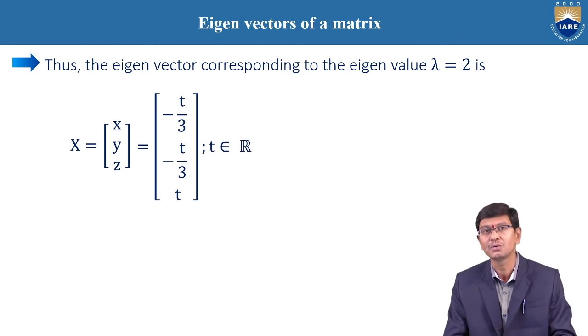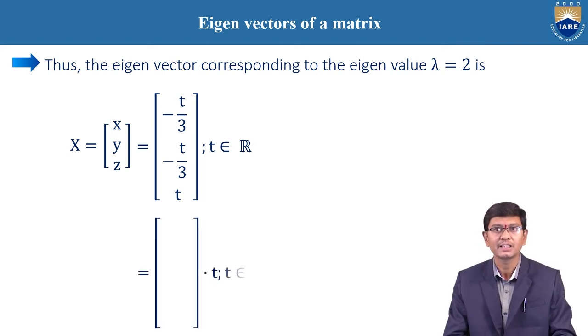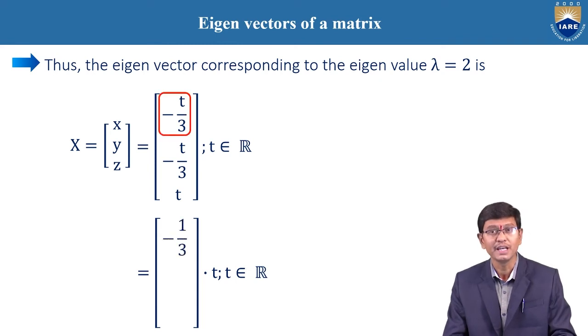x, that is small x, y, z, is equal to: the first value is minus t by 3, the second value is minus t by 3, and the third is t. Here t belongs to any real number.